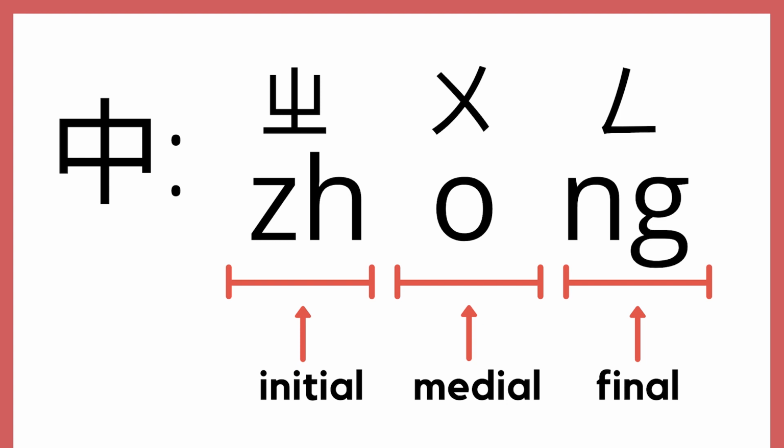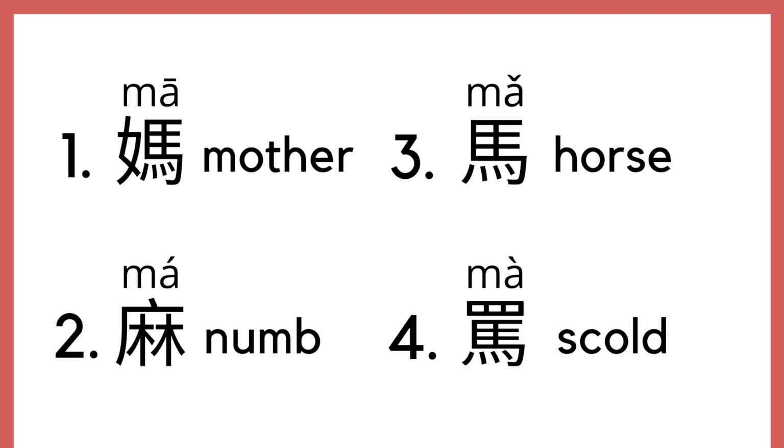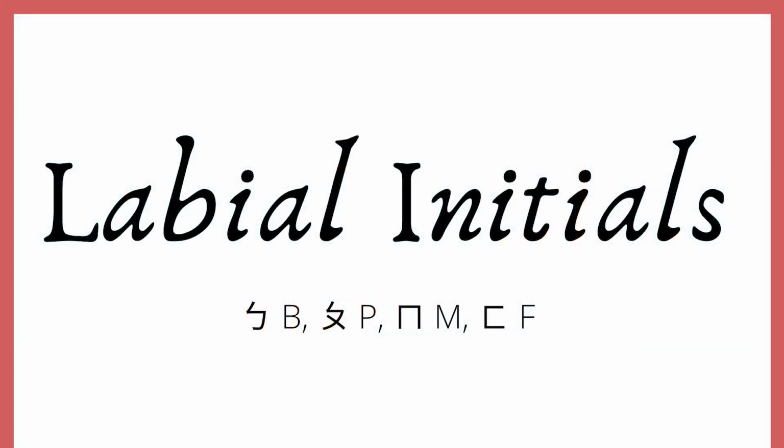Chinese letters are split into initials, medials, and finals. Initials start the word, medials are in the middle, and finals end the word. Proper Chinese pronunciation also involves 4, sometimes 5 tones, but we're going to save that topic for another time. So let's take a look at the alphabet starting with the initials. First, we have the labial initials.